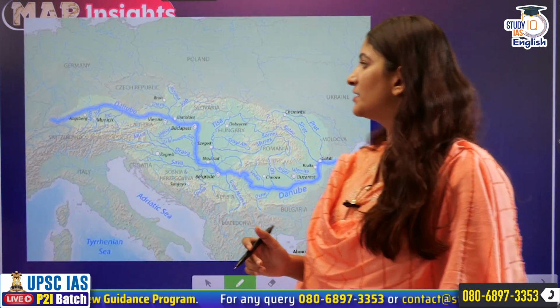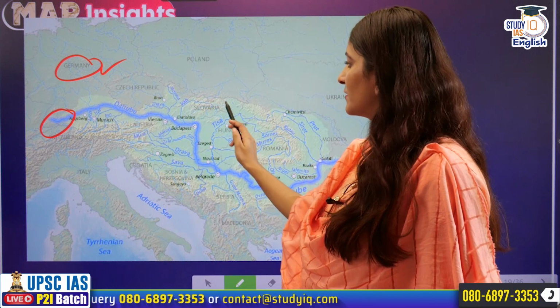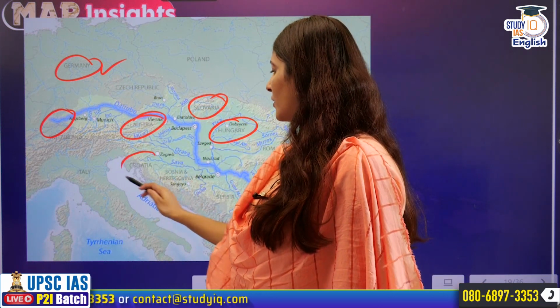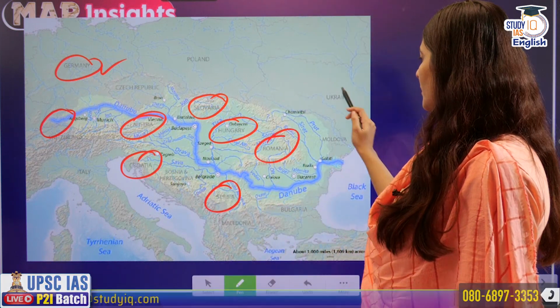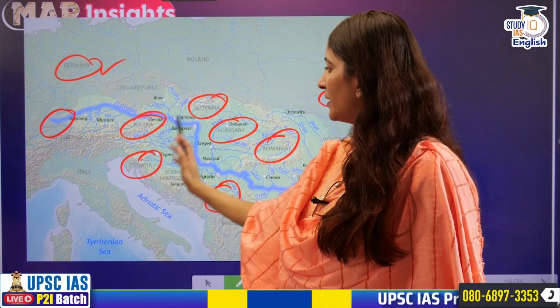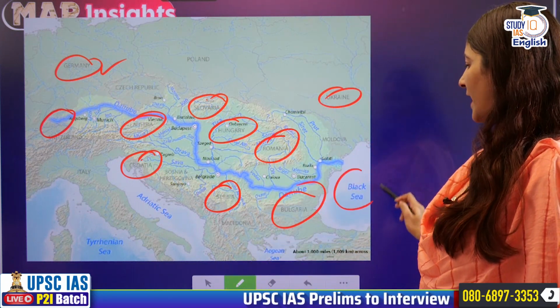So let's talk about the Danube River, which rises from the Black Forest of Germany. It has basins in many countries. Germany is there. We also have Slovakia, Hungary, Austria, Croatia, Serbia, Romania, Ukraine, Bulgaria. 1, 2, 3, 4, 5, 6, 7, 8, 9. Through 9 countries, it flows and finally goes into the Black Sea.